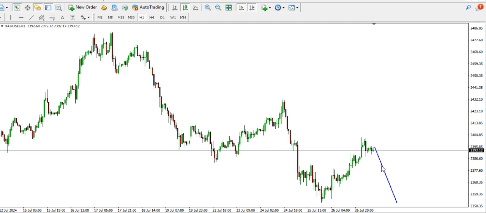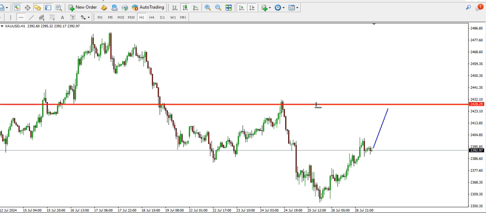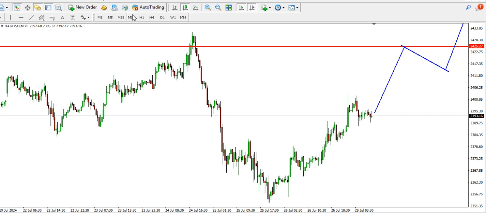But if that fails, if we do not see any strong move downwards and rather price shoots up to this particular order block around here, we might see price retrace a bit and possibly break above this resistance area. That's that for the 1-hour time frame.